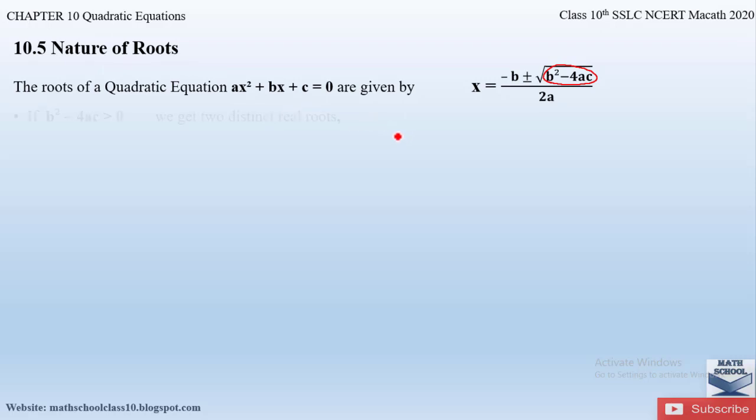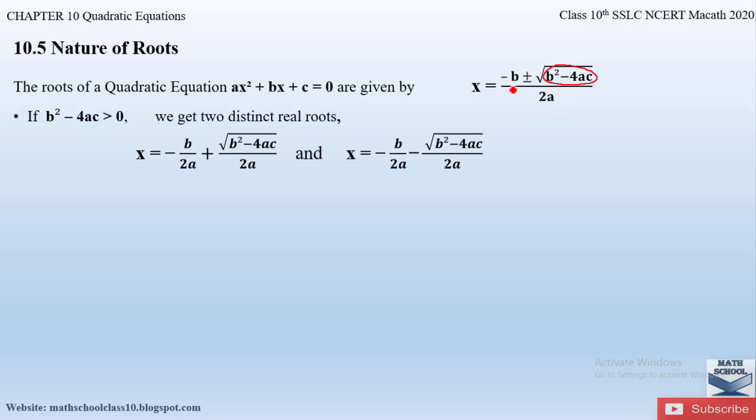So the first condition is when b square minus 4ac is greater than 0. When we substitute the a, b and c values in b square minus 4ac and obtain a value which is greater than 0, we will get two distinct real roots. Distinct means different. You will obtain two different or distinct real roots.